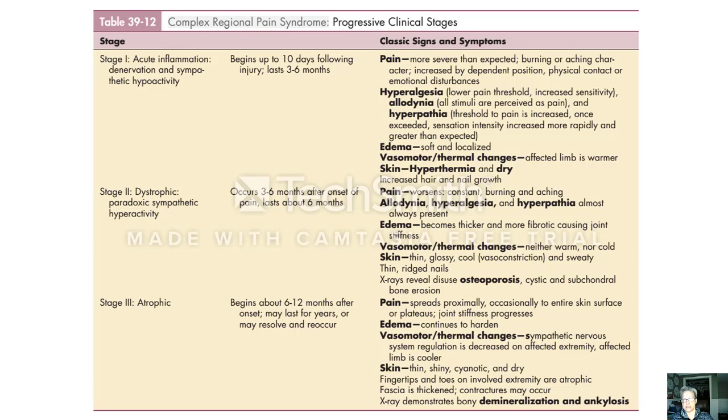Pain spreads proximally, occasionally the entire skin surface, or plateaus, and joint stiffness progresses. Edema continues to harden. Vasomotor thermal changes, sympathetic nervous system regulation is decreased on the affected extremity, affected limb is cooler. The skin is thin, shiny, cyanotic, and dry. Fingertips and toes on the involved extremity are atrophic. Fascia is thickened. Contractures may occur. X-rays demonstrate bony demineralization and ankylosis.